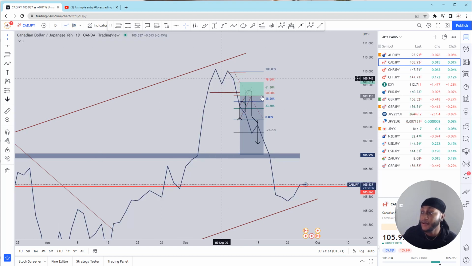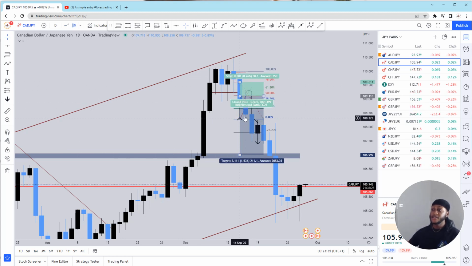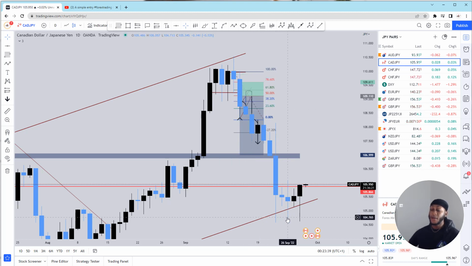So if you switch to your line graph, you can see clearly we broke structure right there, and then we moved back towards the upside. So let's go back to candlestick. We broke structure, we pulled our fib from that high to that low, and you can see we have our retracement back into our 50, and then boom, we have that massive drop.